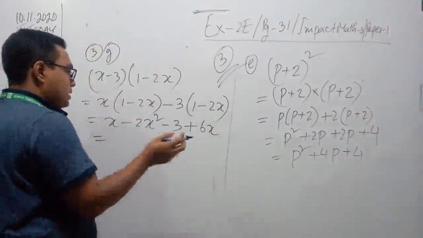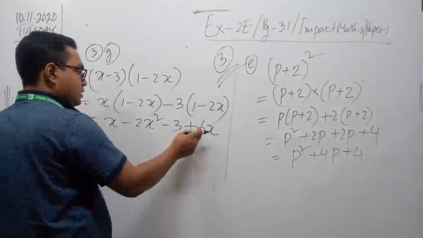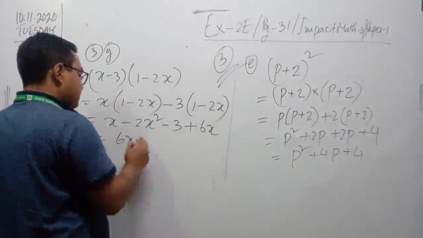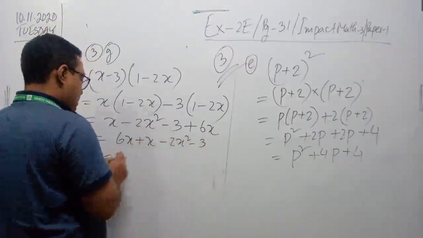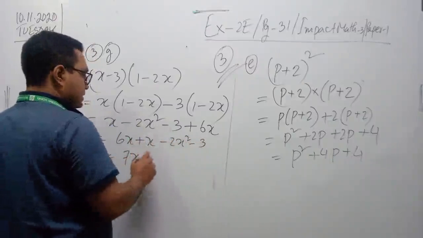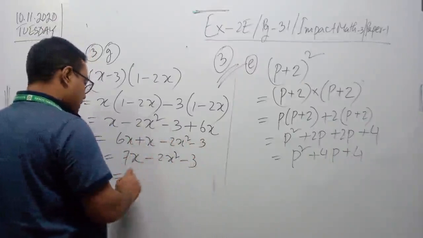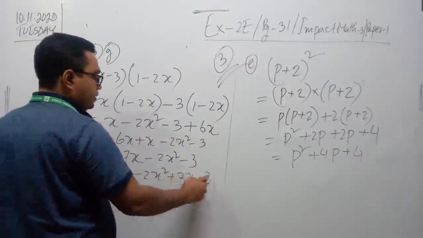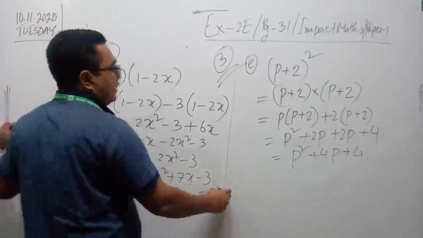Now simplify the like terms. Here 6x plus x minus 2x square minus 3. Here 7x minus 2x square minus 3. If you want to write like this way, no problem. But if you give the answer here, that will be okay.